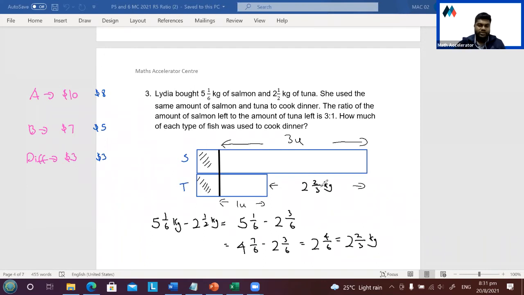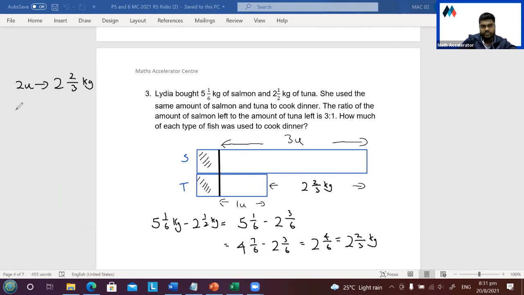Right, so class, how many units is 2 whole 2 third kg? Correct, 2 units. So 2 units is 2 whole 2 third kg. So go and find out for 1 unit first. You take 2 whole 2 third divided by 2.